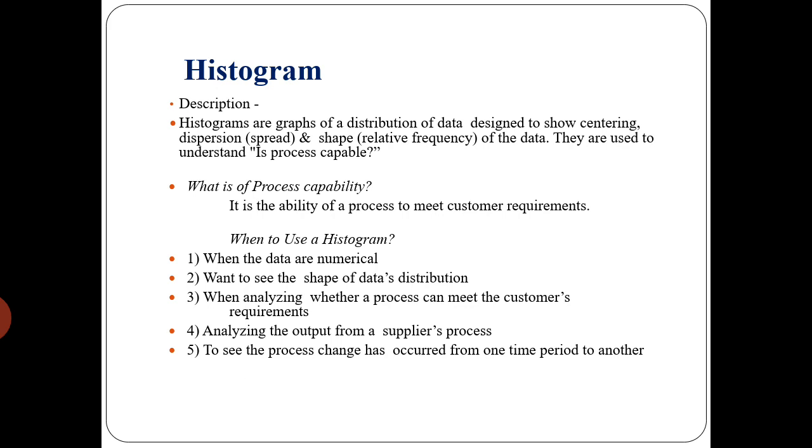When to use this histogram? When the data are numerical and you want to see the shape of the data's distribution, when analyzing whether a process can meet the customer requirement, when analyzing the output from a supplier's process, and to see whether a process change has occurred from one time period to another. So in these situations, histograms are used, especially to check whether the process is capable of doing the work or not.